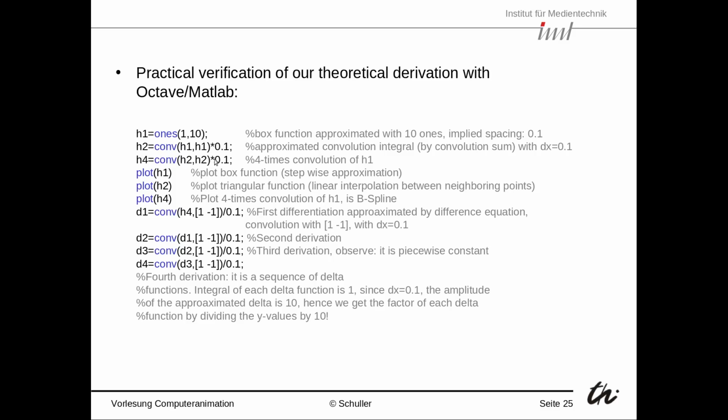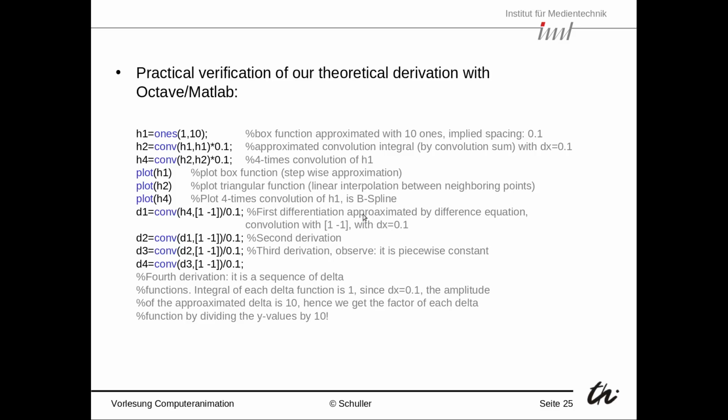Same for H4, right? And then we can plot those four functions, and we can also compute the derivatives or approximate them by just convolving each function with a 1 minus 1. So these are the differences of two neighboring points, and this is then the division by dx, right?